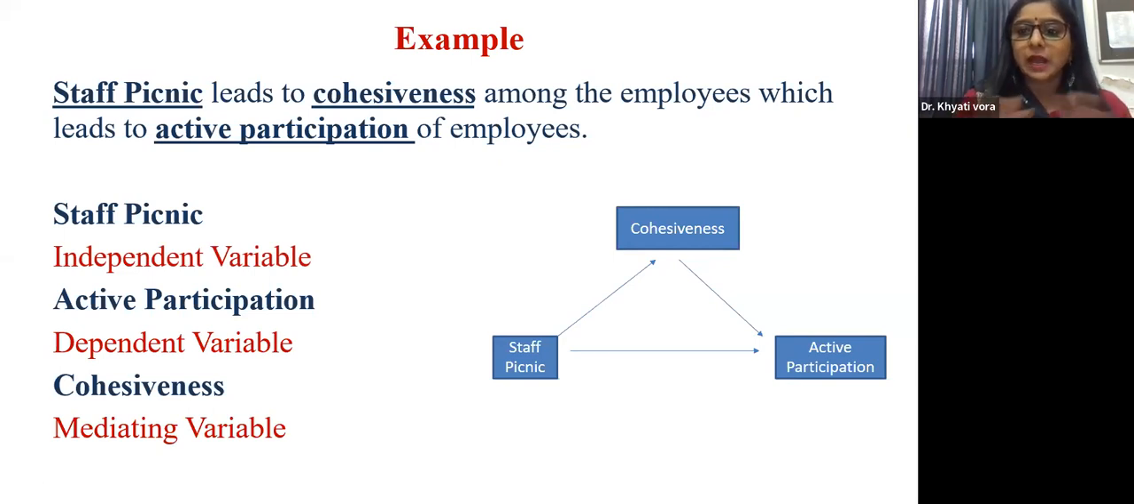So until here, are you all clear with independent, dependent, and is the concept of mediating completely clear in your mind? Mediating variable establishes a relationship between the both. Yahan ke example mein, let us take up, if we remove cohesiveness, will there be any relationship between the staff picnic and active participation? Will the staff picnic have any influence on active participation? No, it won't influence them at all. They will behave there as they are. But if there was cohesiveness among the staff during the picnic period, then that would lead to active participation.